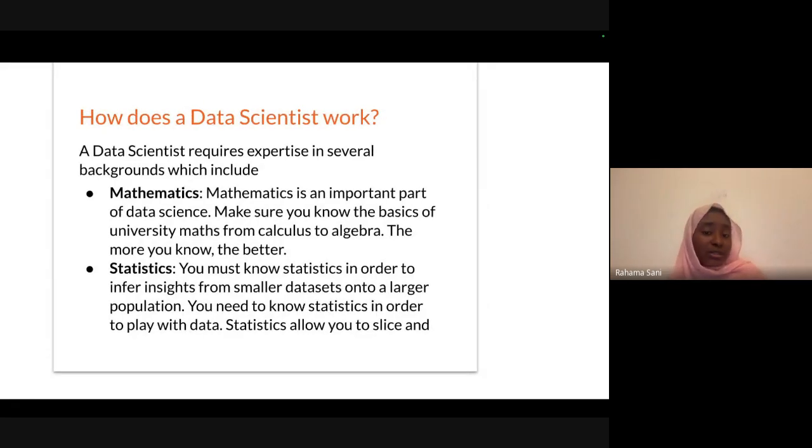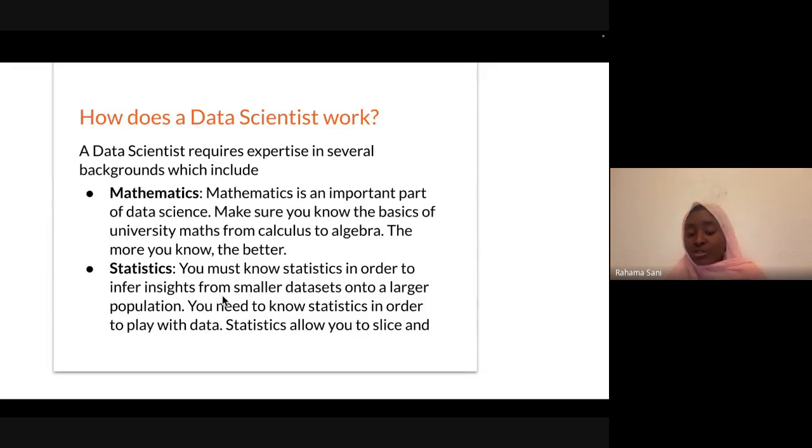Then next is, how does a data scientist work? To be a data scientist, you're required to have expertise in different backgrounds. I'm sorry to break this to you, but first you need mathematics. If I were to ask everyone in this class if they like mathematics, probably almost half of the class would say no. But you need mathematics for data science. It's an important part of data science. You don't need something really complicated, but you need to know at least the basics of calculus and algebra, and the more you know, the better.